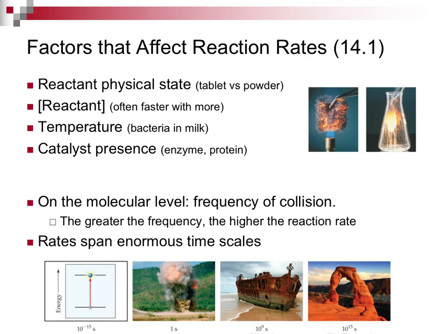Finally, this is section 14.1. What are the factors that affect reaction rates? There are 4 of them. The first one is, what is the physical state of the reactant? Think about a tablet, think about a fine powder. I think that's a good way to think about that one. The second is the reactant concentration. Often you'll say, hey, it's faster if I have more. Well, we shall see as we go through the chapter.